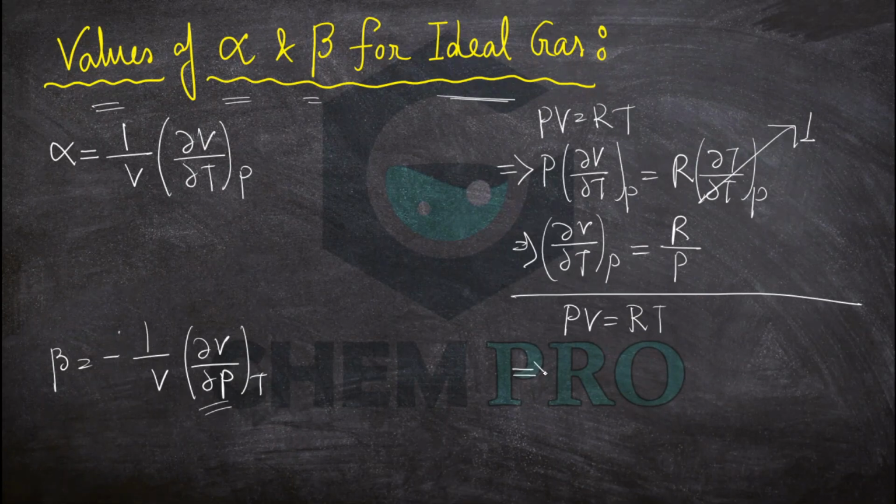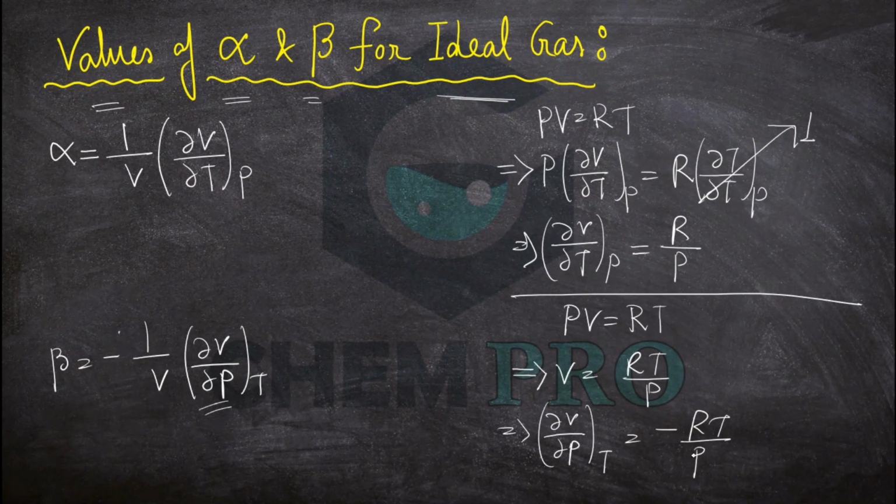So we have to calculate this part also from PV equal to RT. So we can write V equal to RT by P here, or we can write (del V by del P) at constant T equals minus RT by P square, and RT equals PV, so minus PV by P square, or we can have the value minus V by P. Okay, minus V by P.